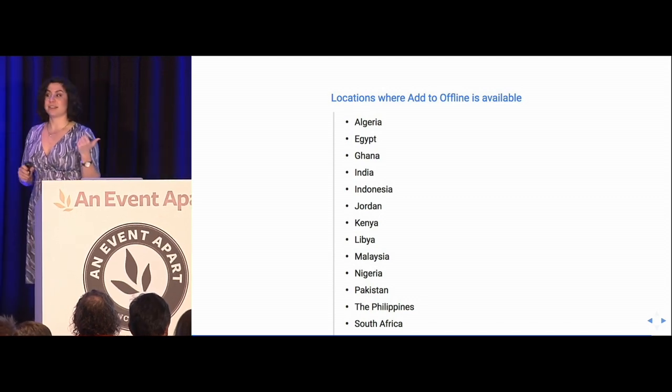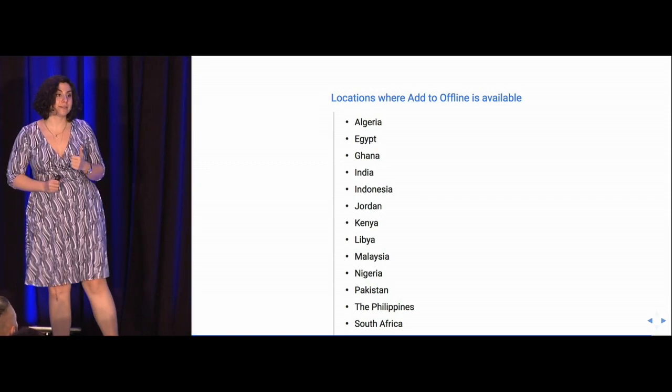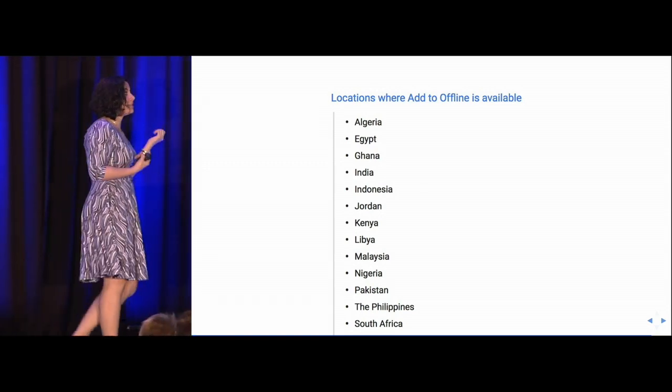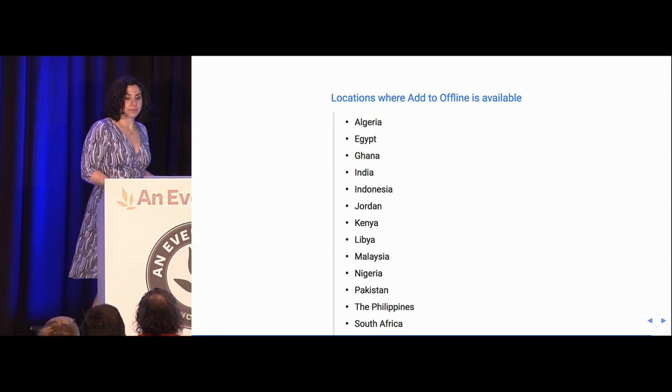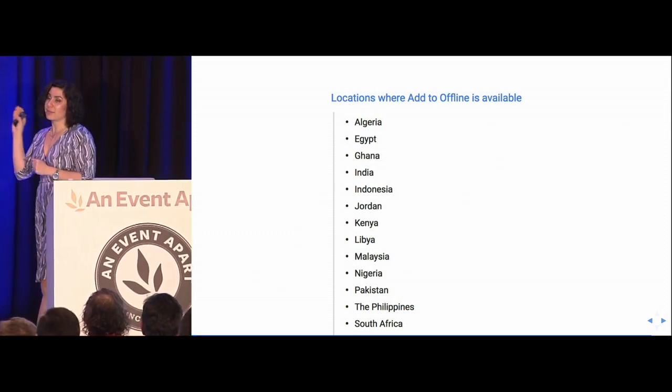Also, India is on this list. India, a country with over twice as many internet users as the US. So that's something to think about. These are the people that are using the web, and performance optimization is especially important for these massive markets.